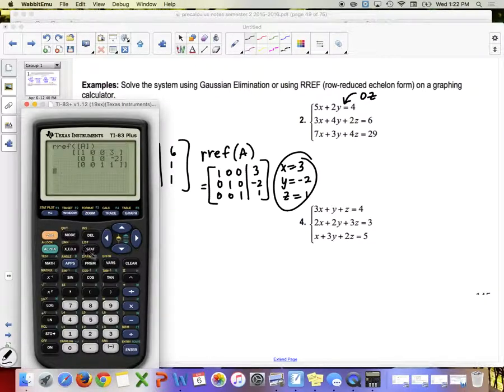So we do second quit, and we go through the same process. So we do second matrix. We want to use one of the math operations. So go over to math, go all the way down to row reduced echelon form. And then we do matrix B. So go back into matrix. Don't just do alpha B. So matrix B like that.